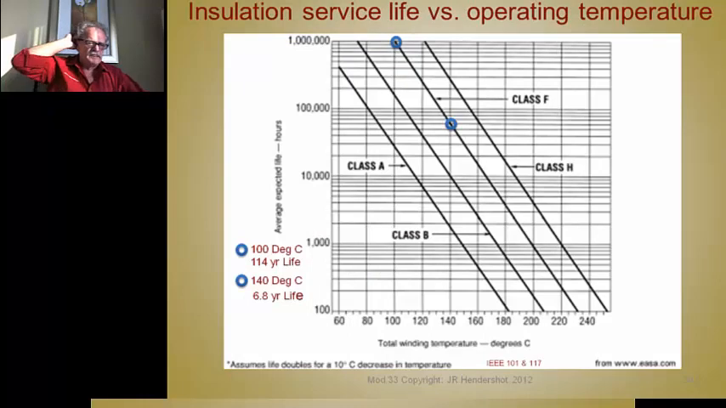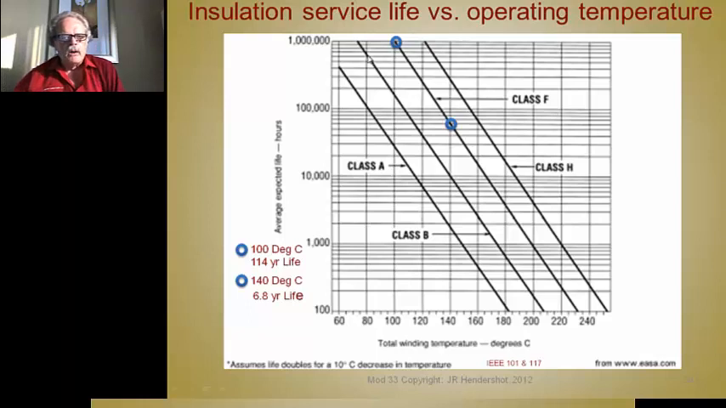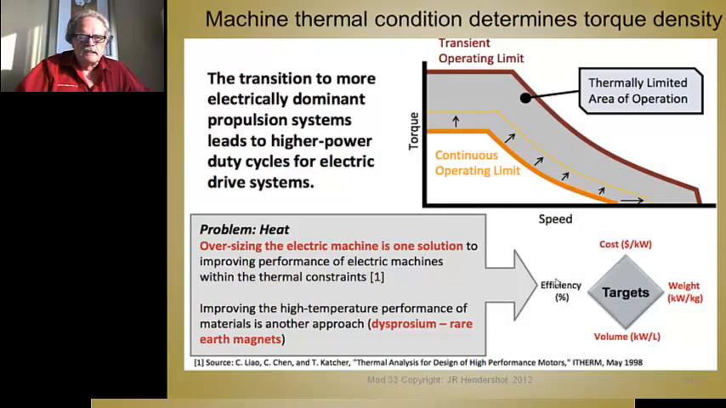This thing's kind of out of place, but the service life of insulation systems degrades big time with increase in temperature. It's long been said and agreed upon, accepted, that for every 10 degrees in temperature rise, you shorten the life by a half. So here's an example of a winding and what happens to its service life. At 100 degrees C, it's got a 114-year life. At 140 degrees C, it's got a 6.8-year life. So that should be up in the slides in a different place.